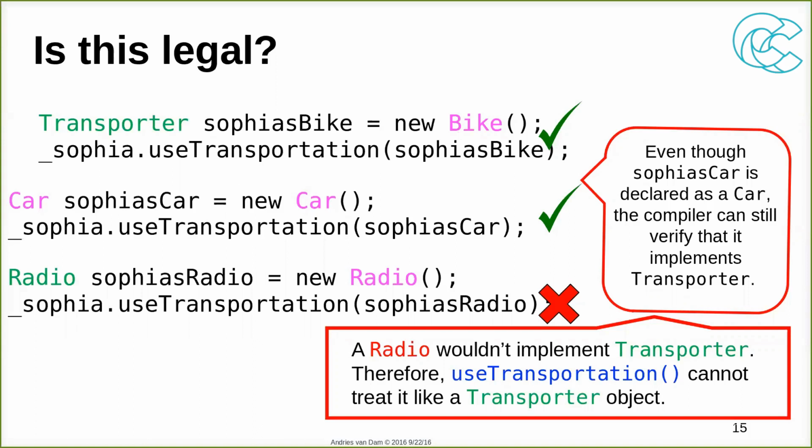Okay, yeah, in our use transportation example. But let's say use transportation were to accept a car object, and in this part of the code I declared it as Transporter sophiasCar = new Car. If I'm passing the car instance, but it was declared as a transporter here, and in the function call it's declared as a car, then inside the function, can I access car methods?